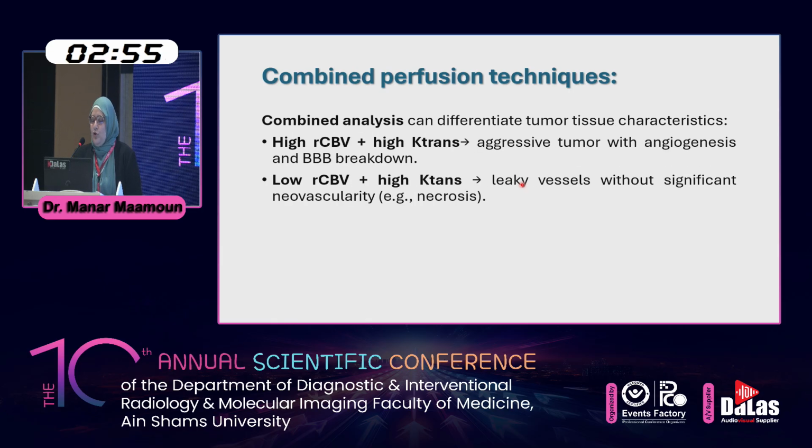High cerebral blood volume with a high K-trans usually goes with aggressive tumor with angiogenesis and blood-brain barrier disruption, while low cerebral blood volume and high K-trans likely represent leaky vessels without significant new vascularity. So it could be necrosis or something else rather than tumors.